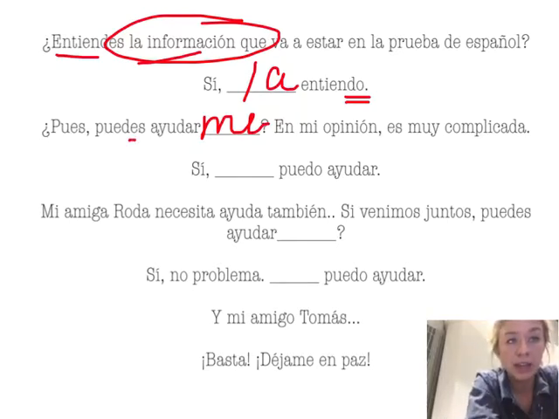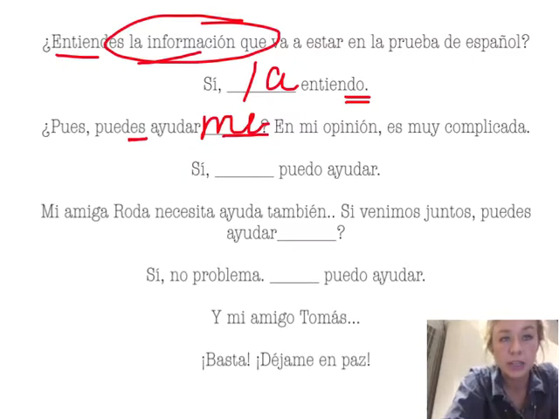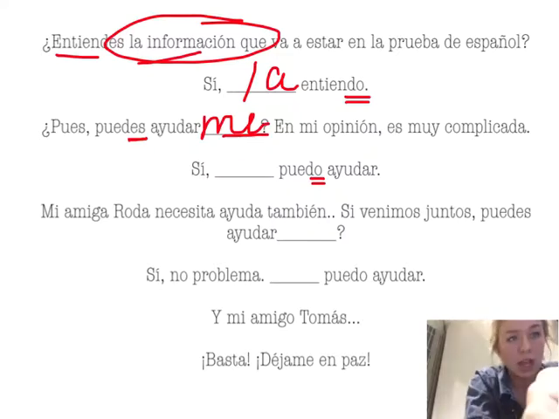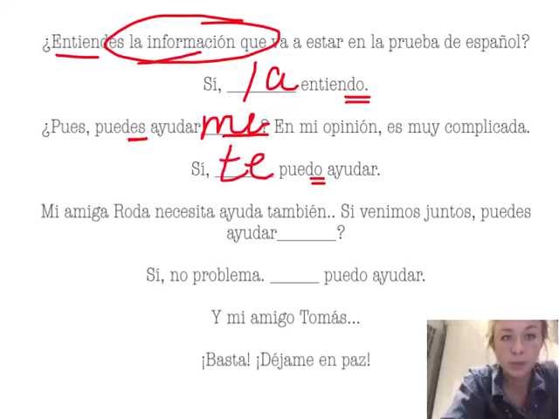Notice that that does not agree with the verb. The verb is who's talking. The direct object pronoun is different. That's who's receiving the action. So this person answers, sí, blank puedo ayudar. Yes, I can help. You're going to find that out from your verb. And I can help who? I can help you. That's your direct object pronoun.